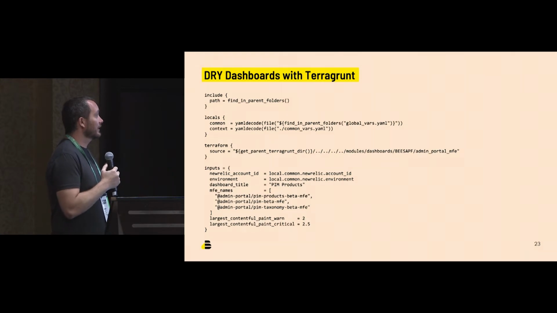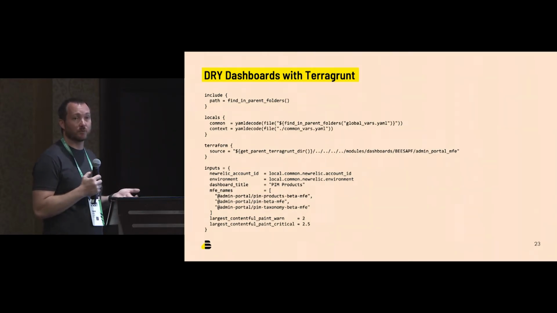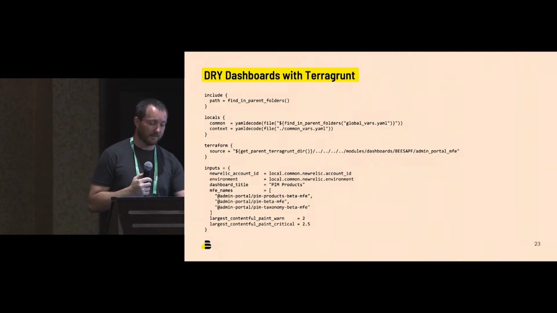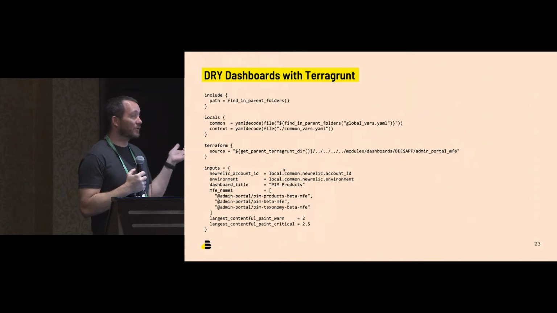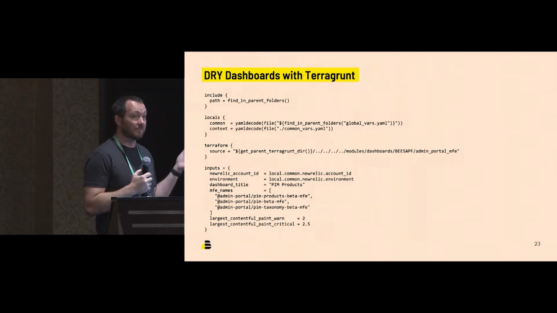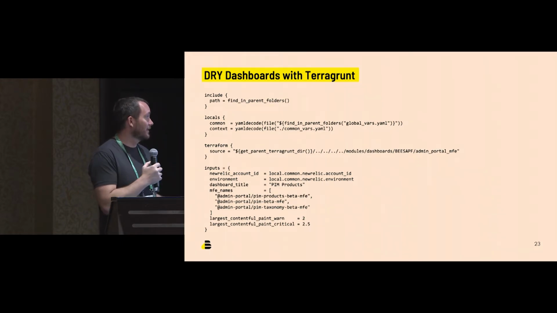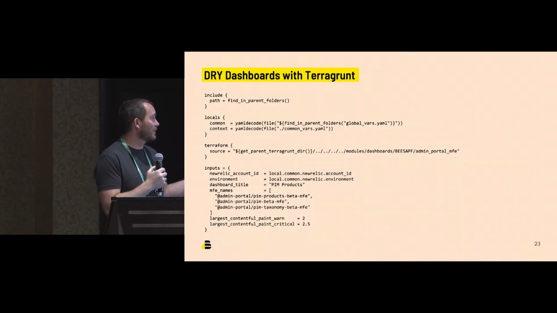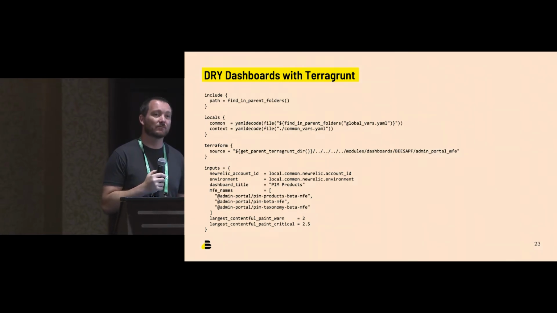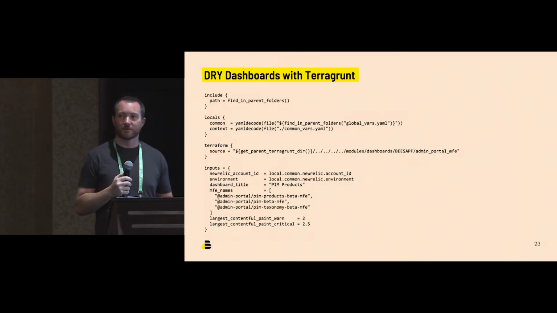And this is ultimately what we wound up with. This is the TerraGrunt configuration that will output the dashboards that we saw on the previous slide. Most of this is boilerplate too. So when you paste this in, the only items you care about are the dashboard title, so give your dashboard a name, and the microfrontend names. So tell us, what applications do you want to monitor with your dashboard?